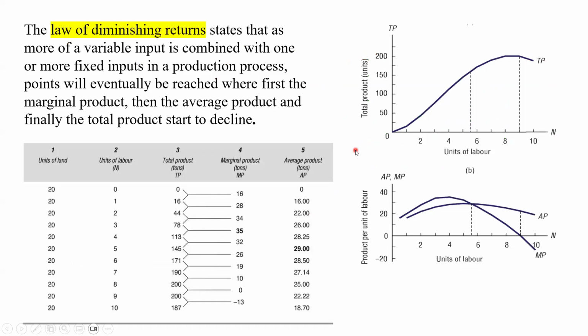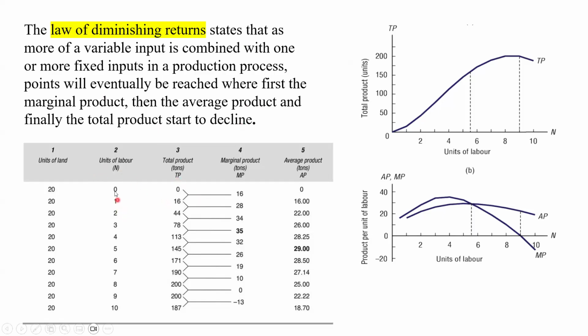Then we move on. So the law of diminishing returns. The law of diminishing returns states that as more of a variable input is combined with one or more fixed inputs in the production process, a point will eventually be reached where first the marginal product, then the average product, and finally the total product starts to decline.